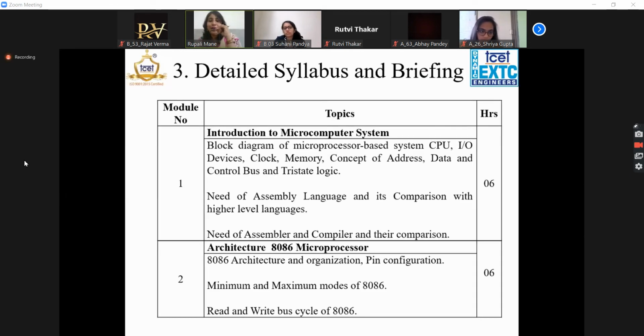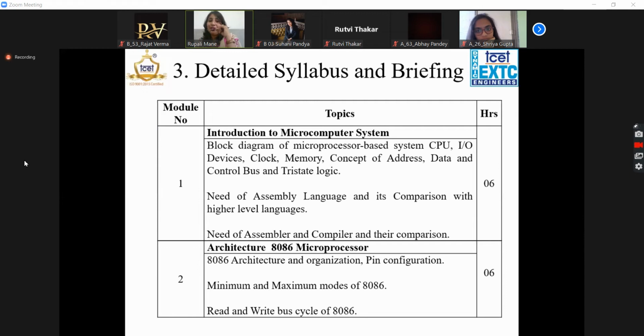Okay. Now I'll give you the chapter-wise syllabus briefing, okay? Your first chapter is Introduction to Microcomputer System, okay? In this module, we are going to study a basic block diagram of a microprocessor-based system, okay? What is a microprocessor and what is a microprocessor-based system, that we are going to learn, okay? Then we are going to study various input-output devices. Then the concept of address bus, data bus, control bus, and what is tri-state logic. Then we are going to study assembly language, what is a low-level language and what is a high-level language.